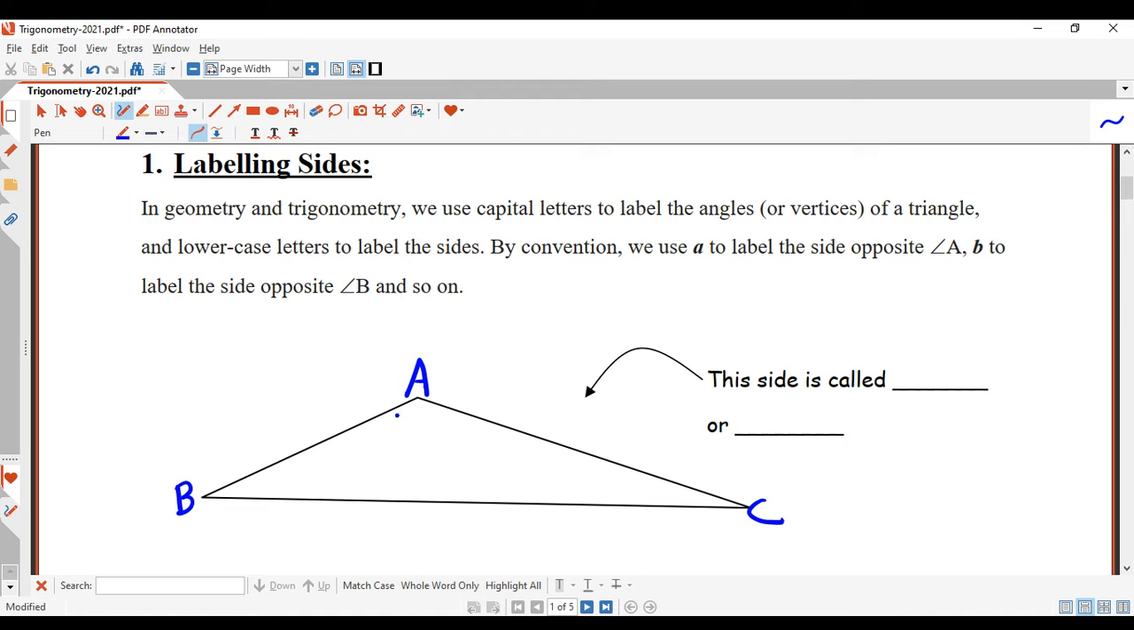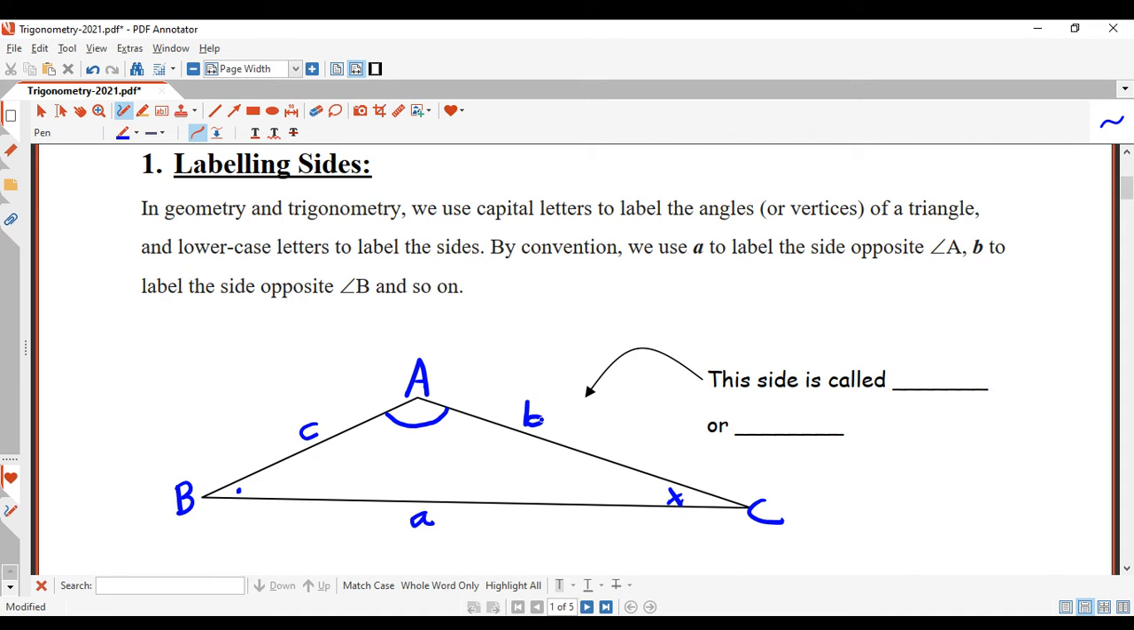So here's angle A. Let me just mark it. Angle A is just there. So side a is marked with lowercase a. Here is angle B. Now the side opposite angle B is labelled with lowercase b. And here's angle C. Let's put a little X for that one. The side opposite angle C is labelled with lowercase c.